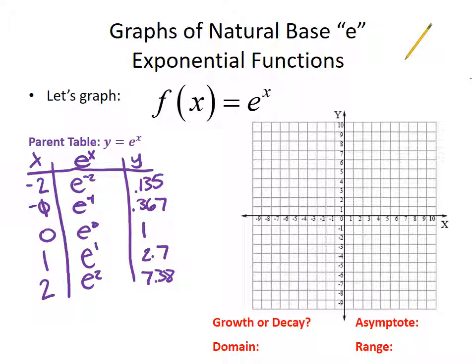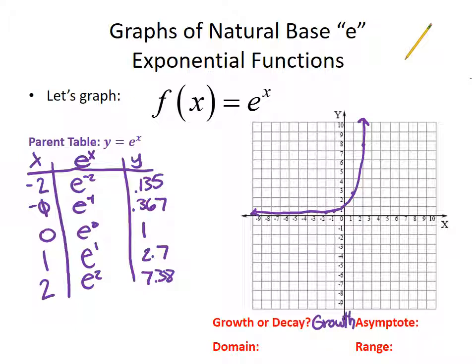Our parent graph, therefore, is going to look similar to our exponential growth and decay graphs. Since our values are so small on the left side, and they slowly rise off to the right, and then grow quickly as we approach 2 and 3. Just as exponential growth, we're going to have an asymptote, meaning our graph is not going to cross a certain horizontal line. So let's answer these few questions. Growth or decay? If I look at the graph, it's going up to the right, so that would be growth.